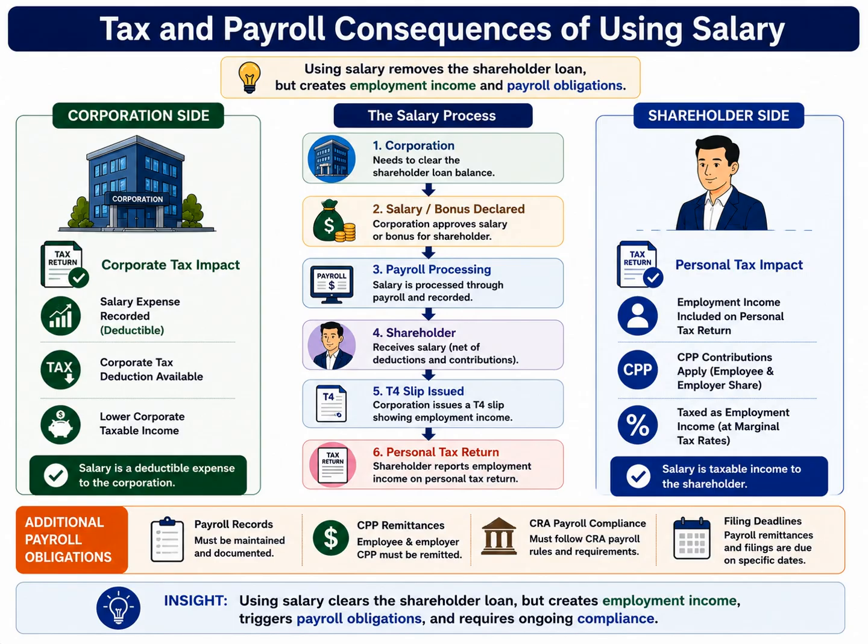This means both the employee portion and the employer portion of CPP may need to be calculated and remitted to the CRA. As a result, salary often creates additional costs and compliance responsibilities that do not exist with dividends. The corporation must maintain payroll records, make payroll remittances on time, follow CRA payroll rules, and meet all required filing deadlines. These obligations continue even though the original objective was simply to clear a shareholder loan balance.